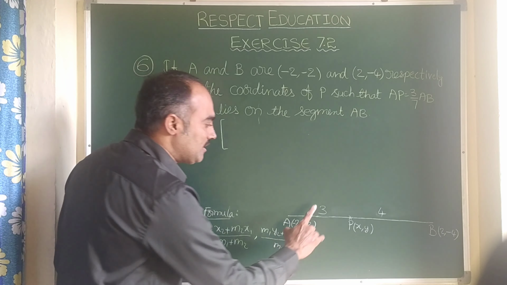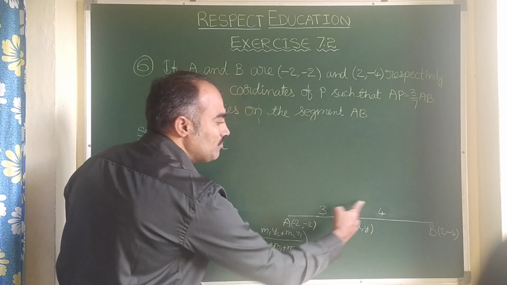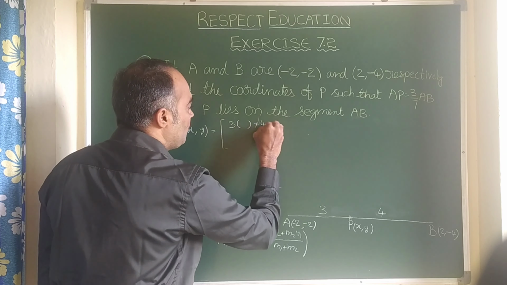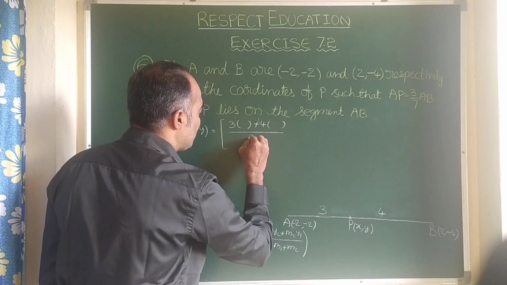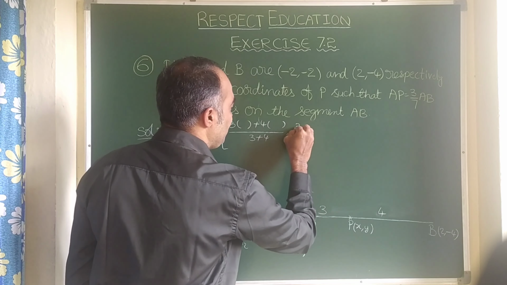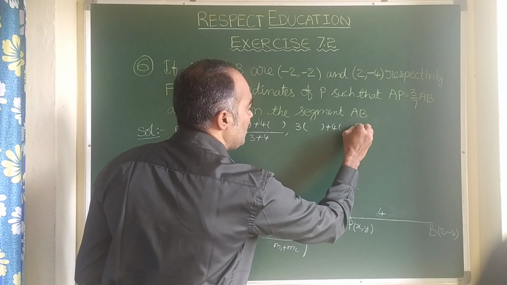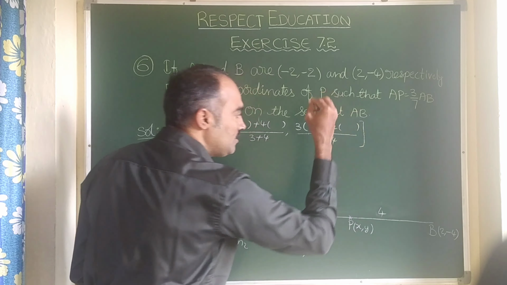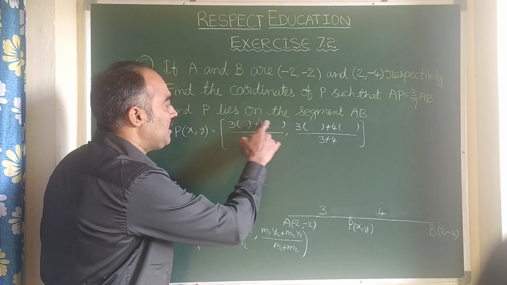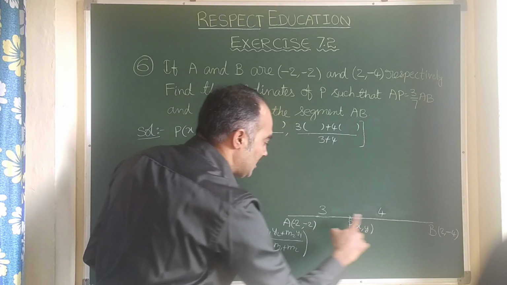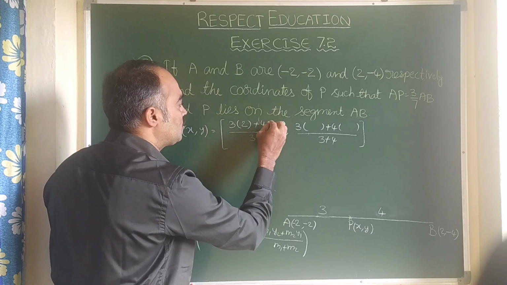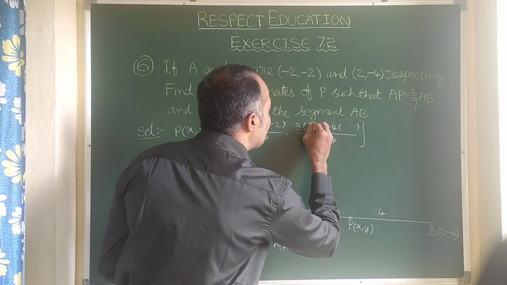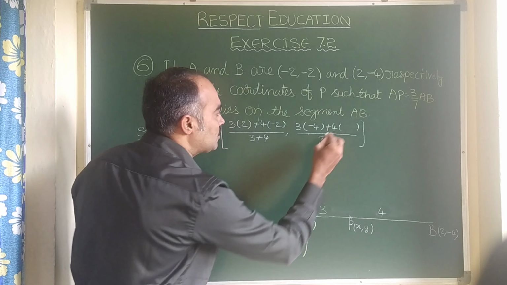As I have told you, the easy method: 3 into something plus 4 into something by 3 plus 4. Let us write it that way. Same way for y, 3 into something plus 4 into something by 3 plus 4. Let us substitute the values. Here what comes? x2, then x1. Here x2 is 2, x1 is minus 2. Here y2, here y1. y2 is minus 4, y1 is minus 2.